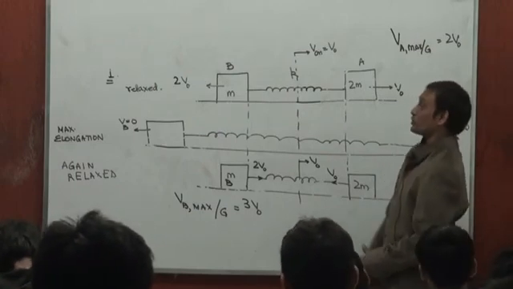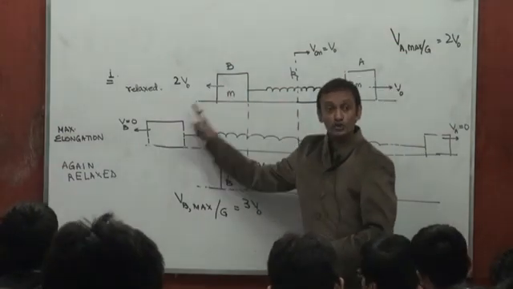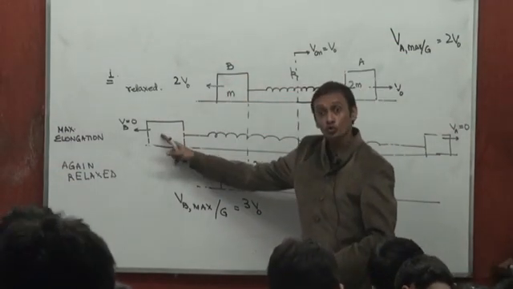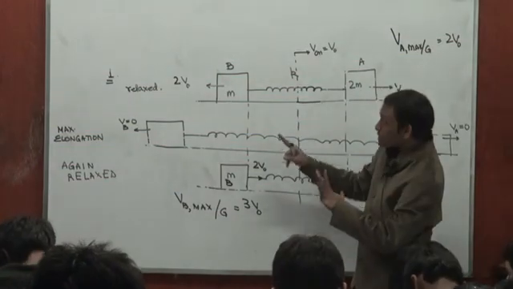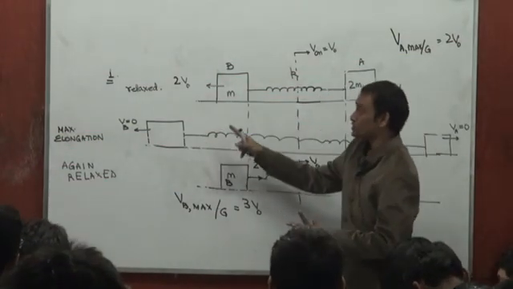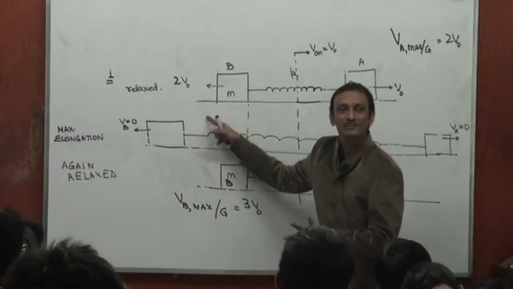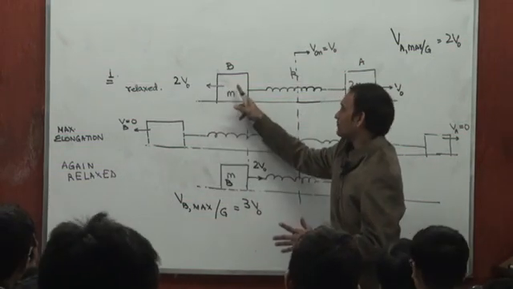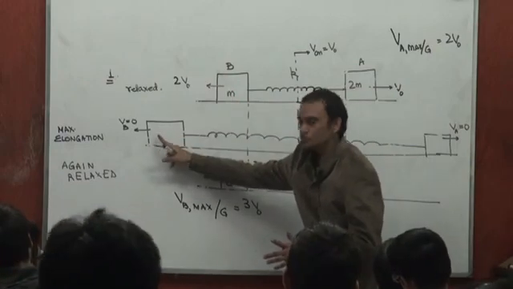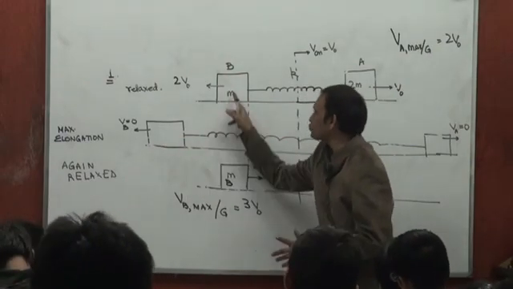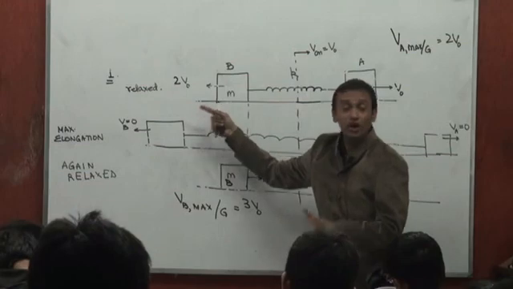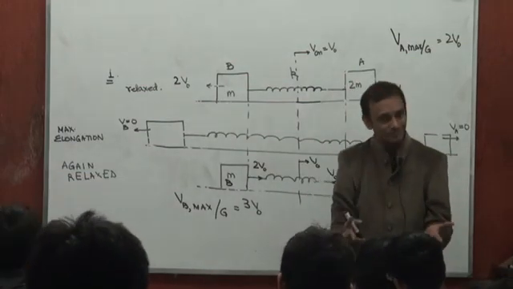So at what point? Relative velocity varies from 2v naught to 0. Do you realize that between these two states, the relative velocity must have become v naught somewhere? If relative velocity is varying from 2v naught to 0, then somewhere between this state and this state, the relative velocity must have become v naught.